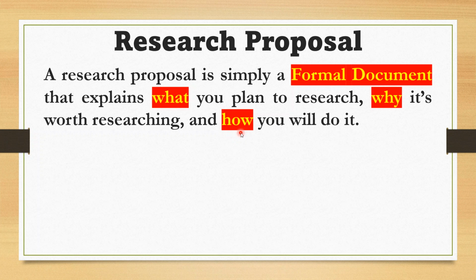And how will you accomplish this research work. So whenever you start writing a research proposal, the first thing to keep in mind is that this is a formal document, and you have to ponder on three questions. Those three questions are: what is your plan to research, what are you going to search about in your subject area, why is it most important for you to research that particular topic, and how will you accomplish this research within your resources and funds.